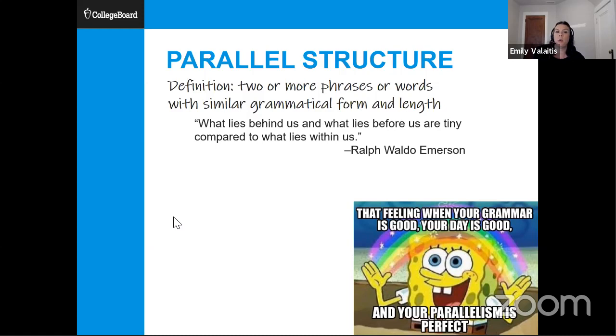Ralph Waldo Emerson is quoted as saying, "What lies behind us and what lies before us are tiny compared to what lies within us." In this case, the parallel structure is the repetition of that phrase, what lies, what lies, what lies. By using that 3 times in a sentence, he's creating a rhythm and he's really adding emphasis to that last phrase, within us. What lies behind us, what lies before us are tiny compared to what lies within us. That rhythm helps to establish that clarity.